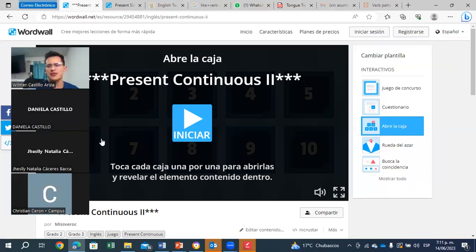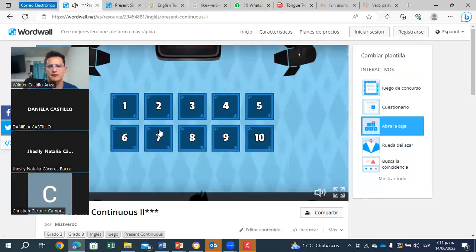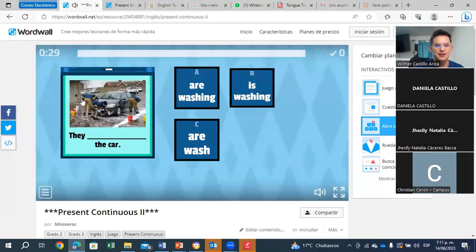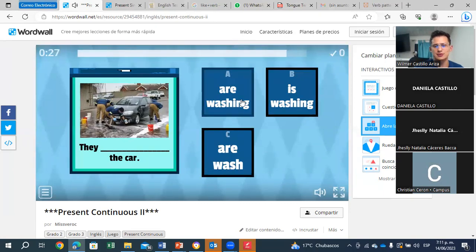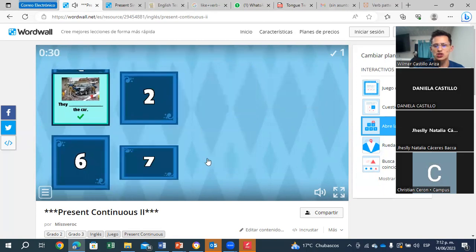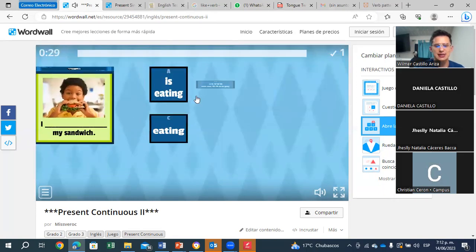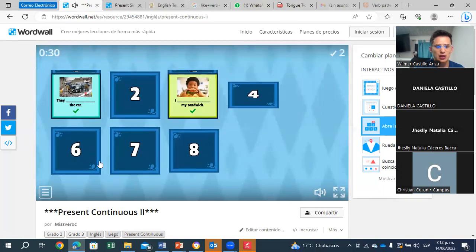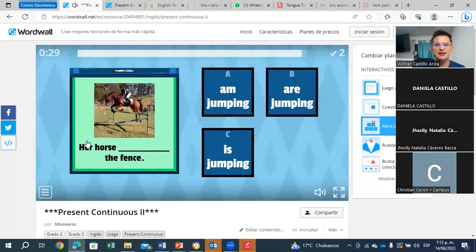So here we have, for example, some things about present continuous. With this part, they're washing the car, for example, and you have like 10 questions. But the good thing about this is, well, maybe this one. Her horse is jumping the fence. What does it mean, fence? What does it mean?